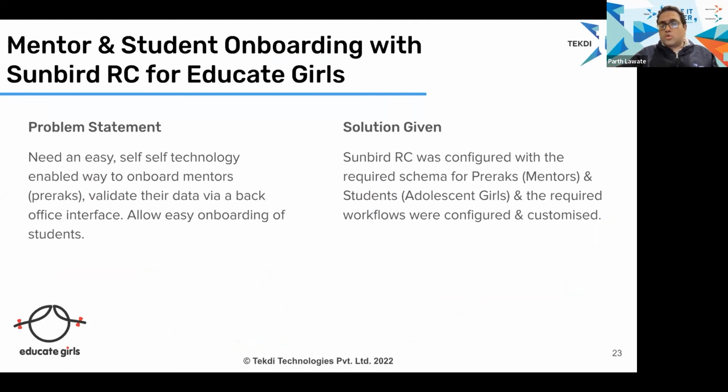So the solution was designed using Sunbird RC, where we configured Sunbird RC to create schemas for preraks, which are mentors, and the students, as well as the entire journey connecting them from preraks coming on board to the students coming on board, getting connected through the concept of camps and the entire workflow being digitized. In addition to Sunbird RC, we also used Sunbird ED SaaS, which is an offering by TechD, to also educate the preraks on how to run the programs.